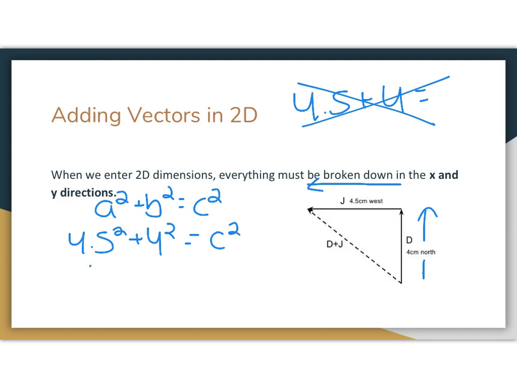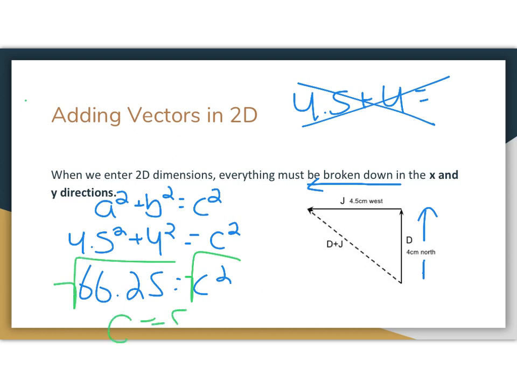So I should get 66.25 equals c squared. Now I'm not done yet. I need to take my square root on both sides. So this will give me 8.14. Now, I may think I'm done, but I'm actually not. I have no direction attached to this. So I need to use some trig functions to figure out this angle right here.